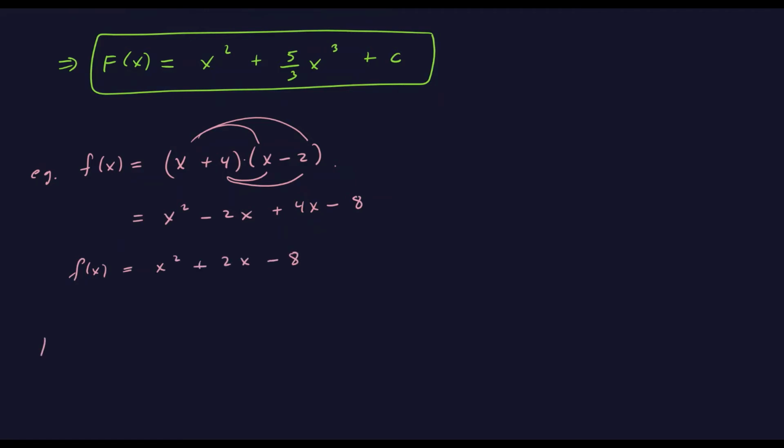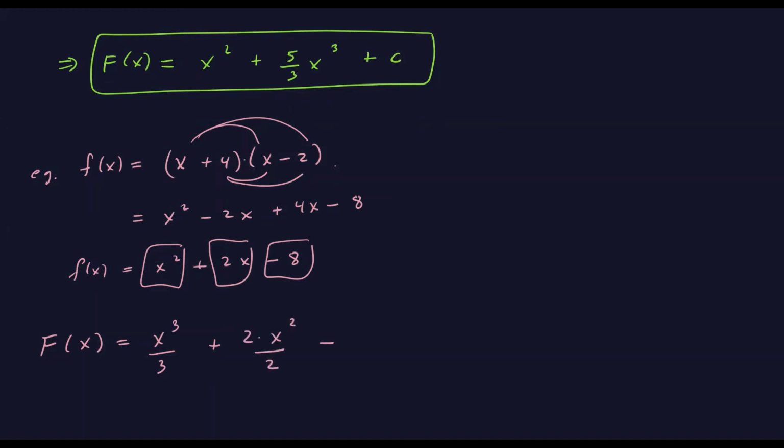And now I can find its antiderivative. So the big F, now you can use power rule for each of these. So using the power rule for x squared, you get x cubed over 3. You add 1 to the power, same power goes on the denominator. Plus the second one, 2, bring it along, and then x to the second power over 2 minus 8.